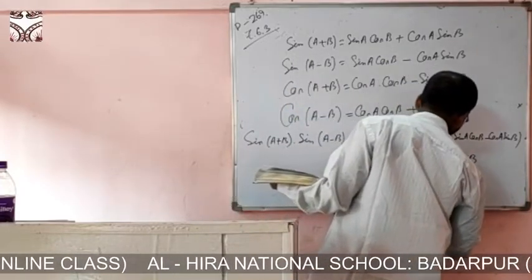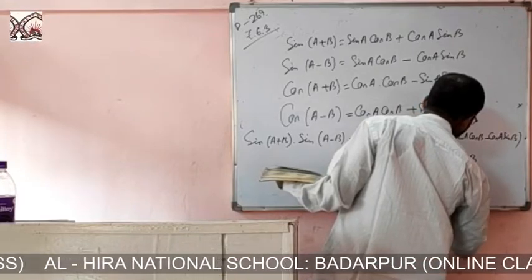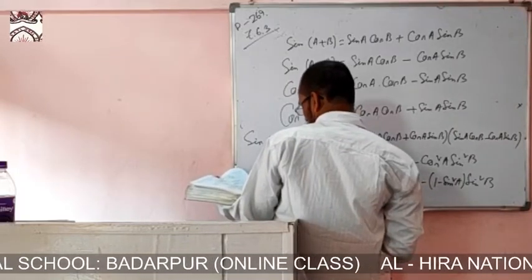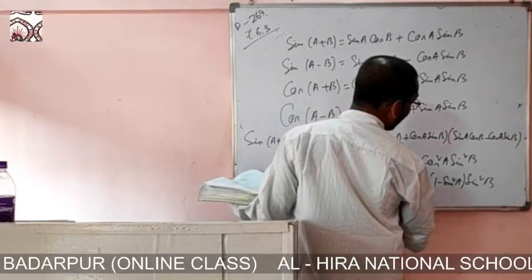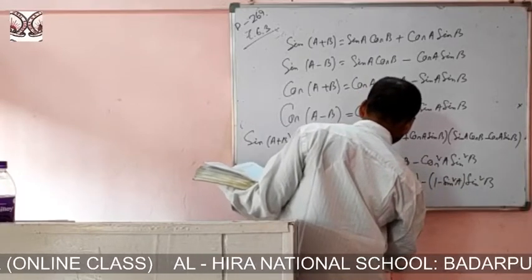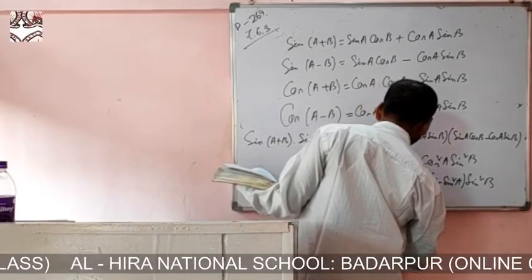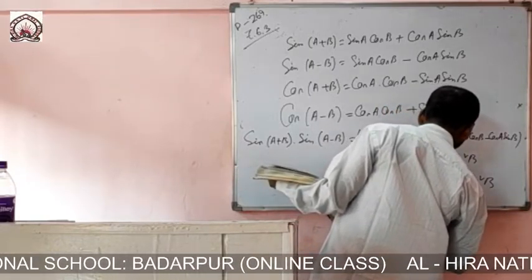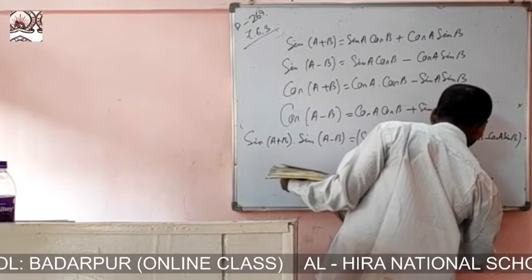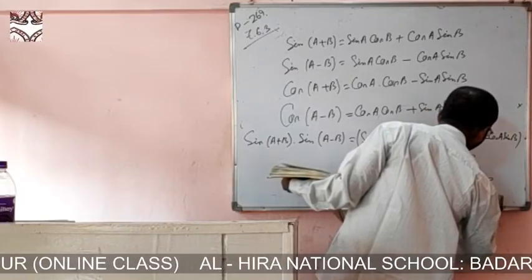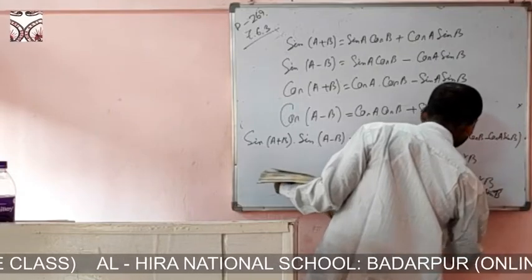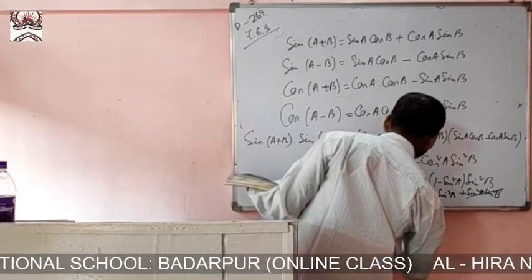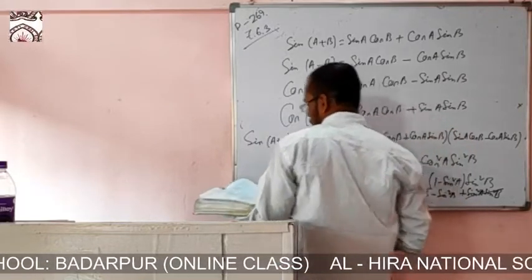Like this, here we write 1 minus sin square a into sin square b. So it will be sin square a, sin square b, sin square a, sin square b. This is sin square a minus sin square a sin square b minus sin square b plus sin square a sin square b. This one is cancelled. So it is sin square a minus sin square b. So it is like this.